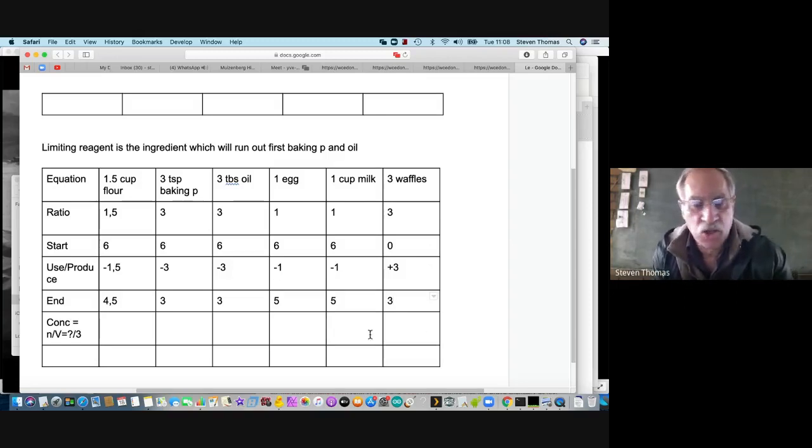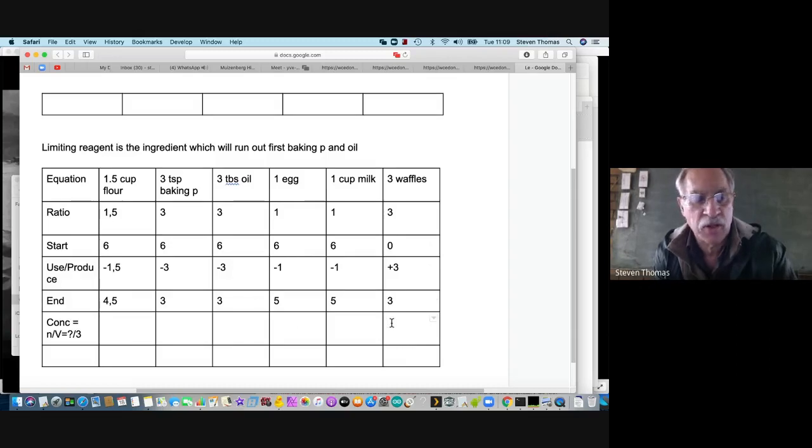Okay, now let's get to concentration, this last column. I am making waffles for my family because I'm an unselfish person. So let's say the number of people that I've got to make for is 3 people. So what is the concentration of waffles per person? That's going to be this number that I'm left with at the end, 3 waffles, divided by the volume, or the number of people.